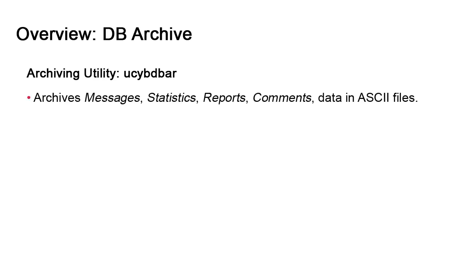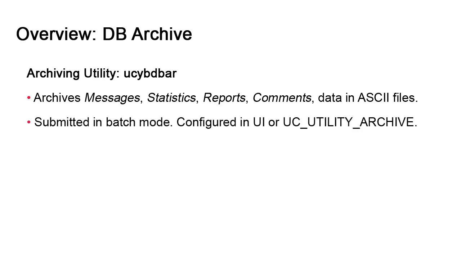DB-archive extracts operational data and stores it in flat files. Many companies have auditing and compliance obligations, and they use this data to report to the appropriate authorities. These are standard ASCII data files stored on a file system. Archive targets 4 datasets, namely system messages, statistics, which are the execution records, executed task reports, and comments added in process monitoring. In most cases, DB-archive is submitted in batch mode on the command line using the UCYBARBR executable.